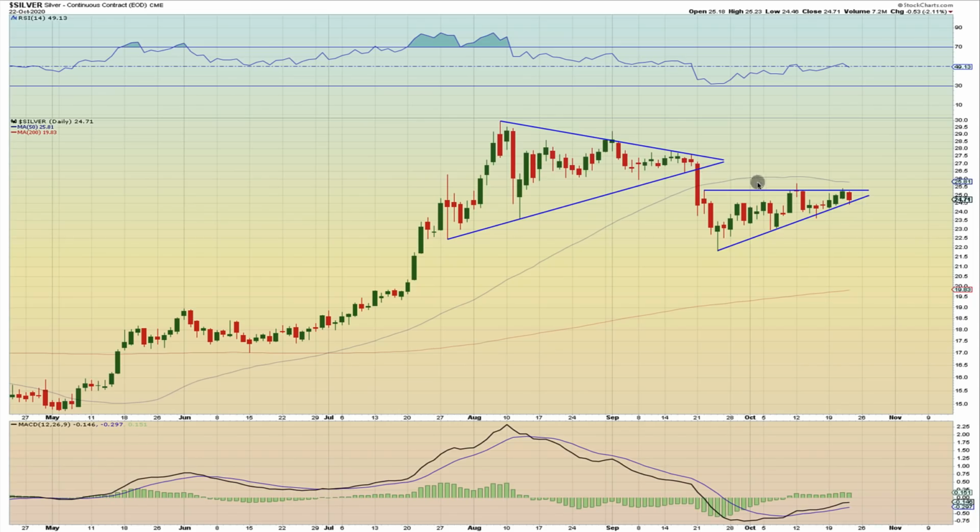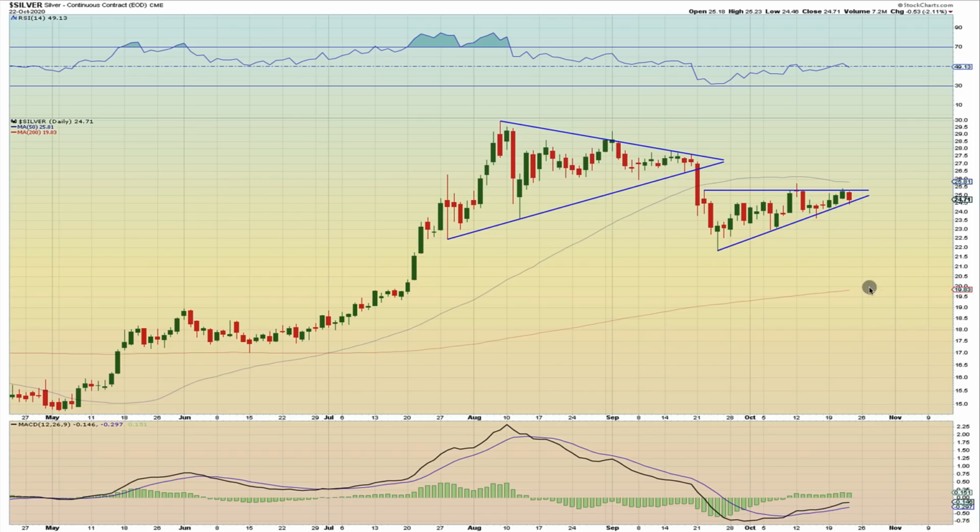Here's silver. Silver's just tightly coiling up. There's going to be a catalyst here. I don't know what it's going to be. It's either going to send it lower or we're going to get higher. If the dollar breaks down, we're going to see this go higher. If the dollar breaks to the upside, or breaks out, I should say, we're going to see this get pushed lower.